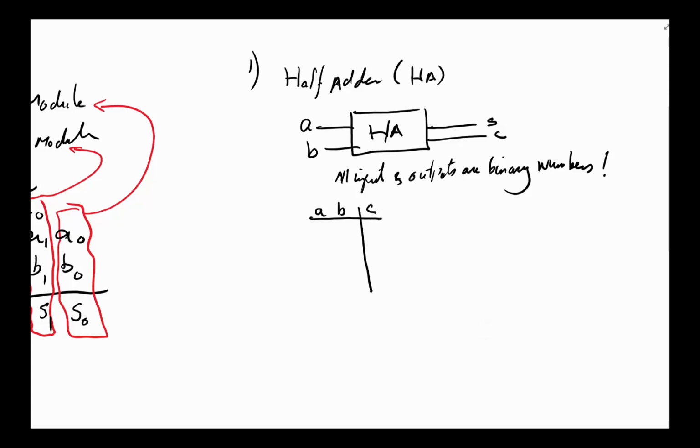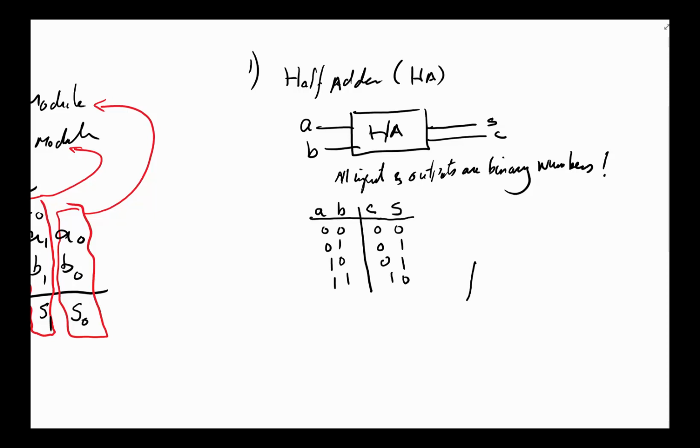I'm going to put the carry first because carry is more significant, right? So that's all possible cases of inputs: 0 0, 0 1, 1 0, 1 1. When I add 0 and 0, I get 0 0. When I add 0 and 1, I get 0 1. I add 1 and 0, I get 0 1. 1 and 1, I get 2, which is 1 0 in binary.